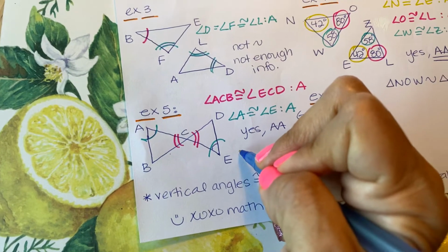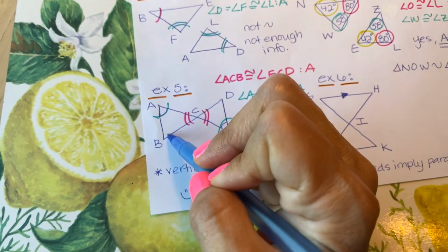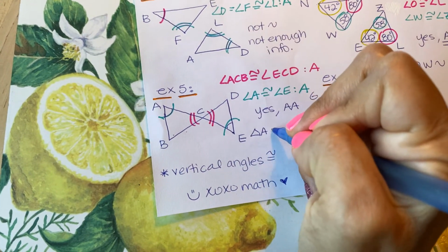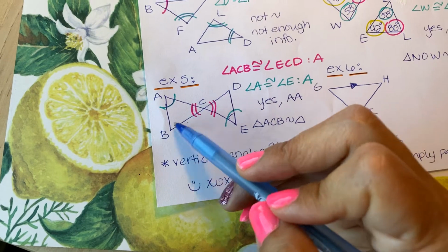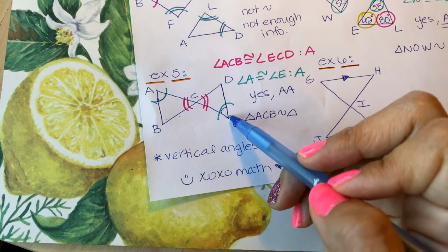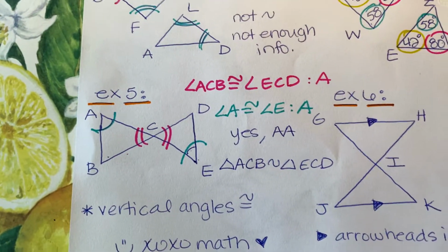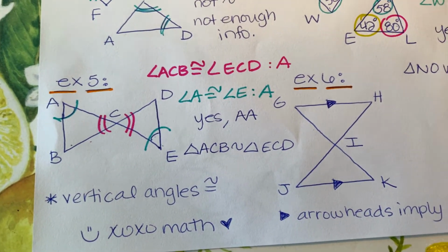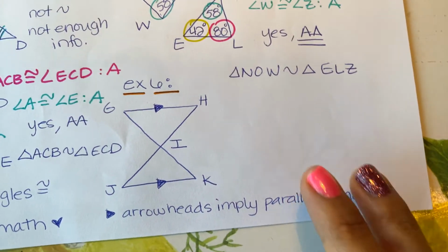Okay, so what is my similarity statement? I'll go teal, pink, no color. So A, C, B similar to, would I go teal, pink, no, E, C, D? And this is your order. Okay, here we go. Last one.